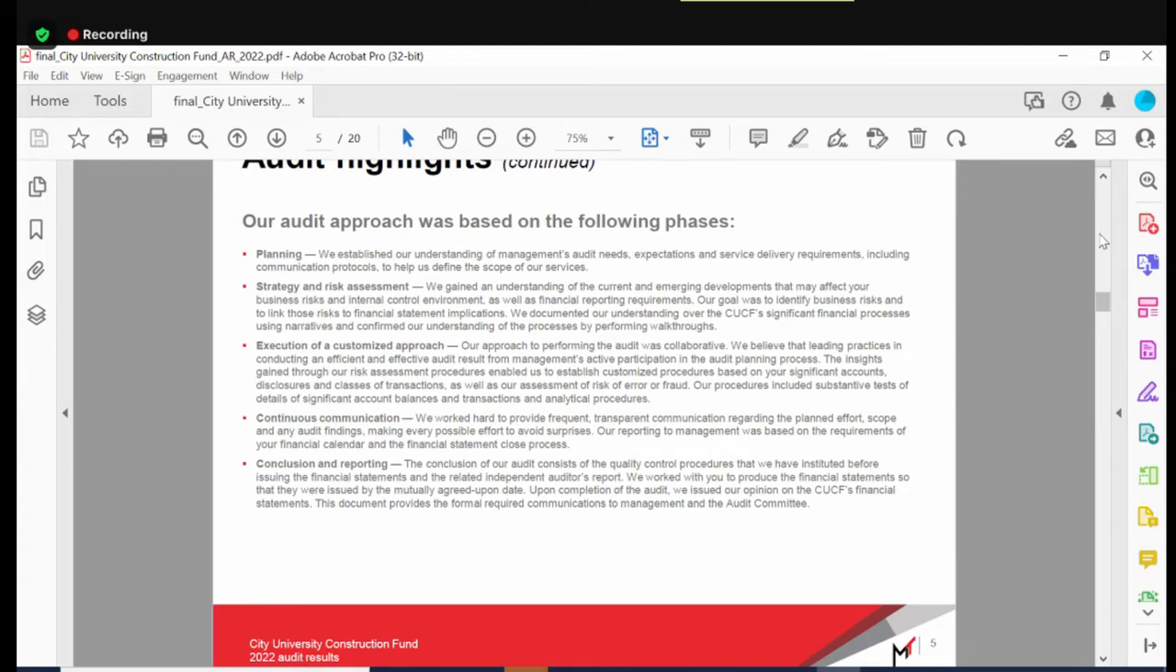During the audit, we did maintain continuous communication with management to make sure there were no issues and that we were meeting the reporting deadline. And then we ended with the conclusion and reporting phase, where we performed certain quality control procedures and other wrap-up procedures to be able to issue our opinion on the financial statements, which again was a clean opinion.